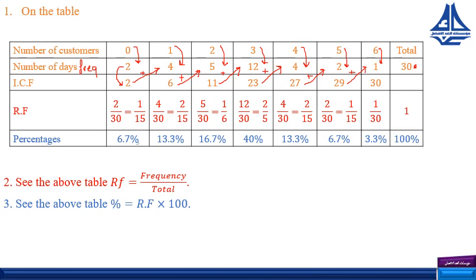For part 2, to find the RF, it's the frequency over total, applying the rule directly. And part 3, the percentages, also applying the rule, it's RF times 100. Look here guys, question 2 in red, RF in red. This is the answer of 2. Question 3 in blue, percentages are in blue. This is the answer of question 3.